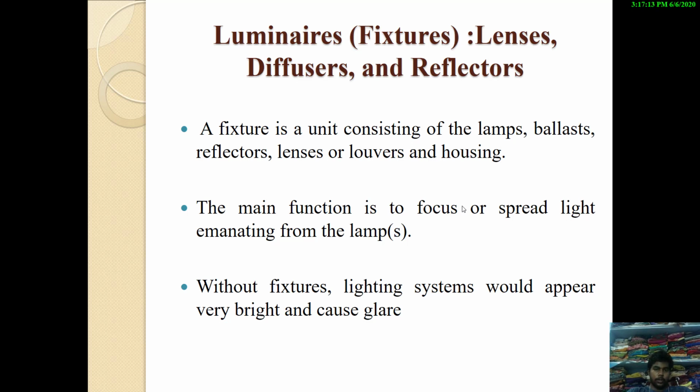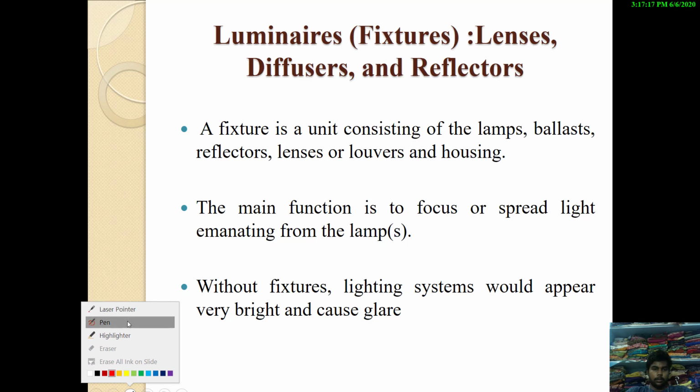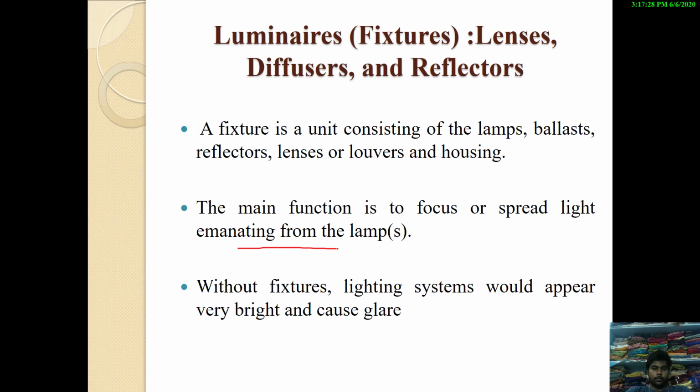A fixture is a unit which consists of lamps and ballast, reflectors, lenses, louvers, and housing. The main function of this is to focus or spread light emanating from the lamps. Without fixtures, a lighting system would appear very bright and cause glare.